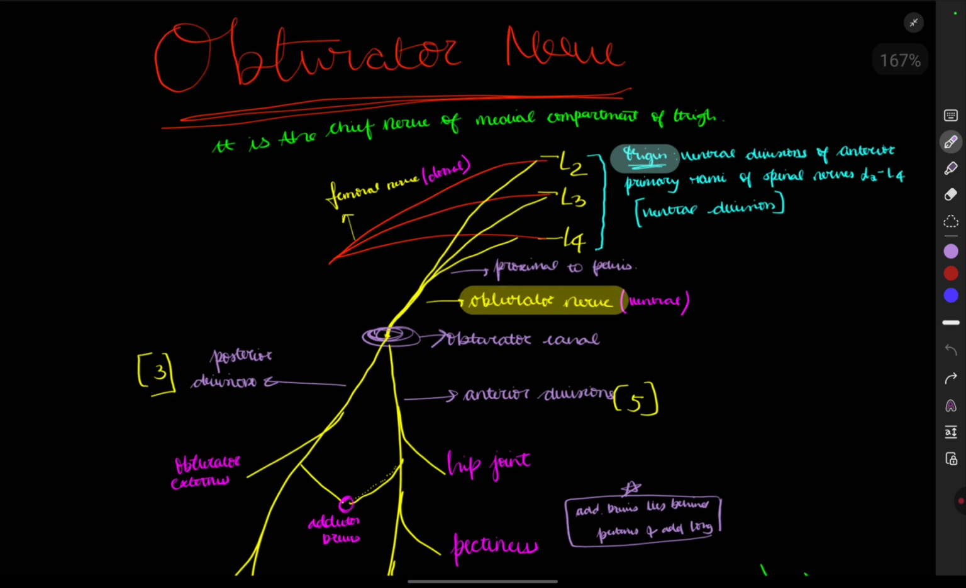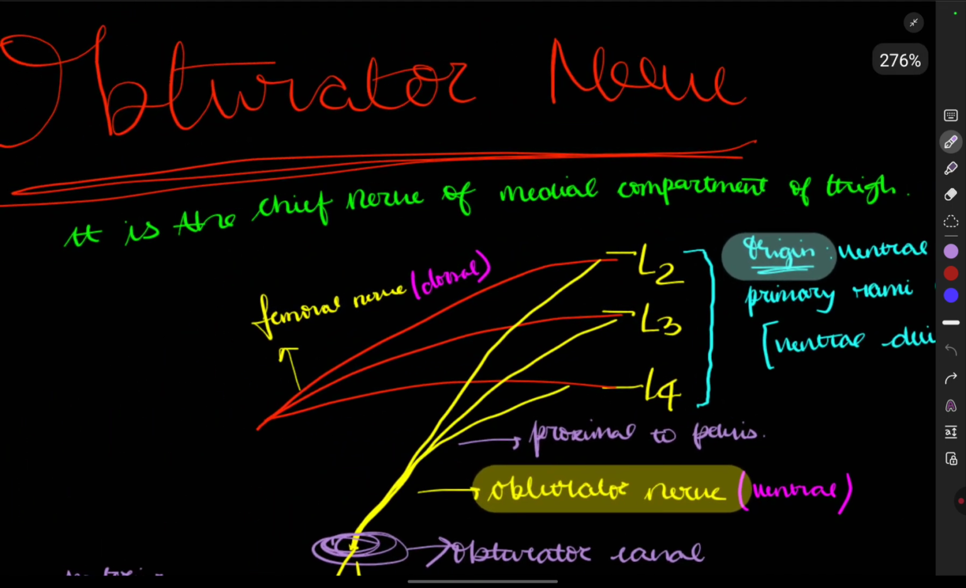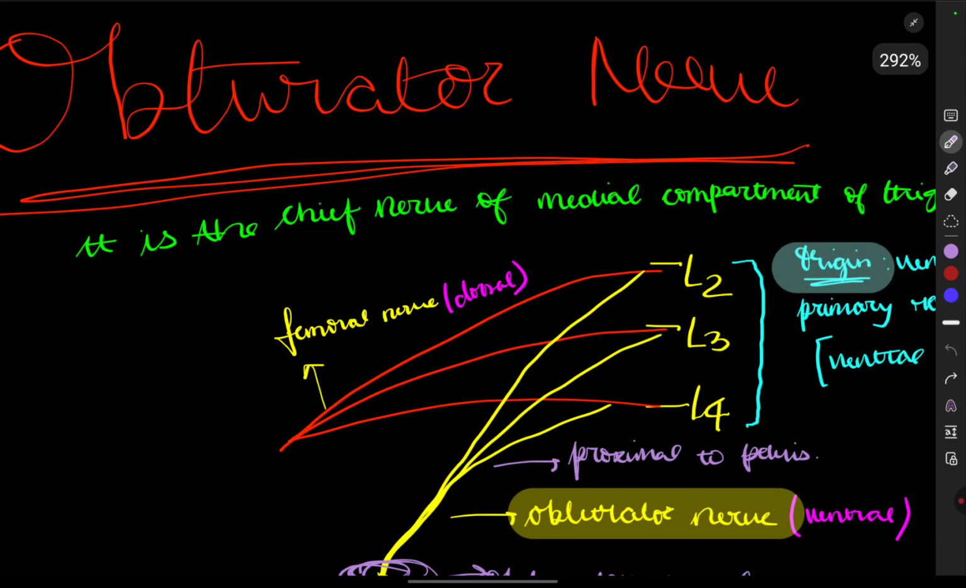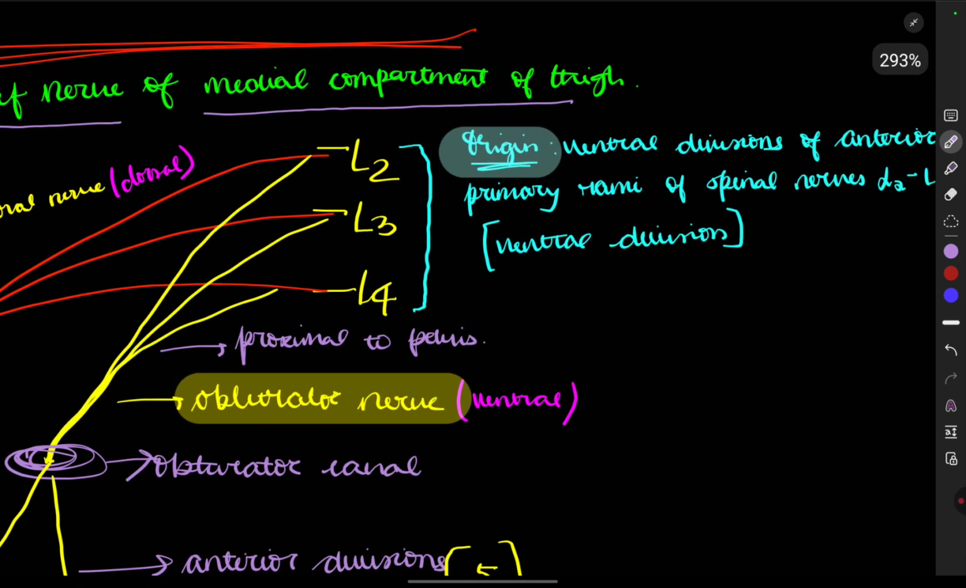Okay, so let's start with the obturator nerve. What is obturator nerve? Obturator is a nerve that supplies the medial compartment of the thigh. It is the chief nerve that supplies the medial compartment of the thigh.